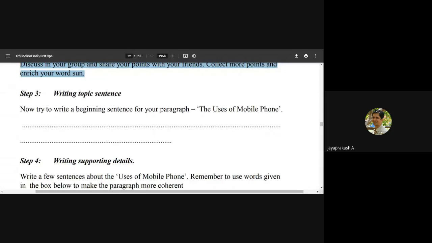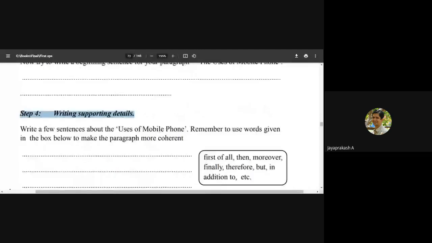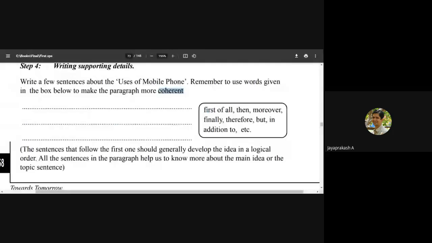So the step 4, supporting details, will be written. How will it be written? It will be written with the rays of the sun. We have to write them as full sentences. Those will be the supporting details. Then what do we do? These sentences that we have written should be connected to make it more coherent.